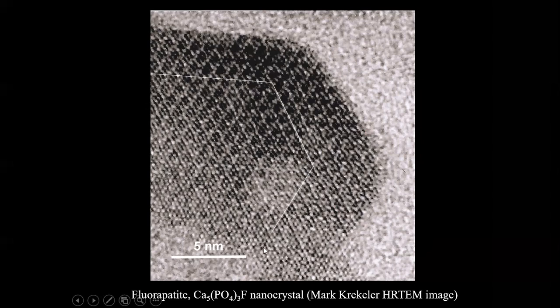Just to note, the scale bar here is 5 nanometers. So we're down at the realm of being able to see individual atoms. And a little bit later on, we're going to talk about the unit cell. Within this high resolution TEM image, we can actually see the individual units, what look like diamonds here, which we define as the unit cell for apatite.